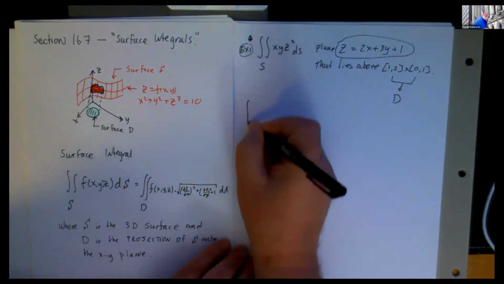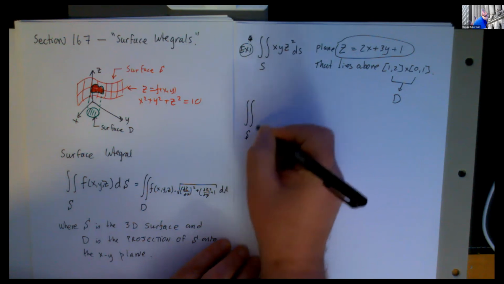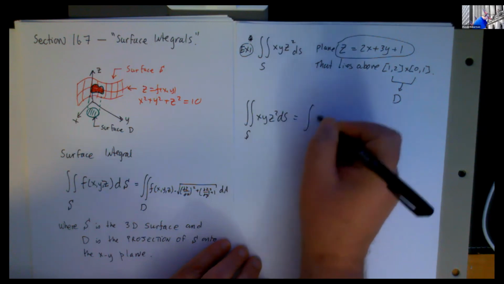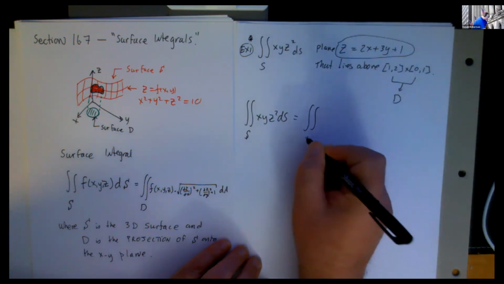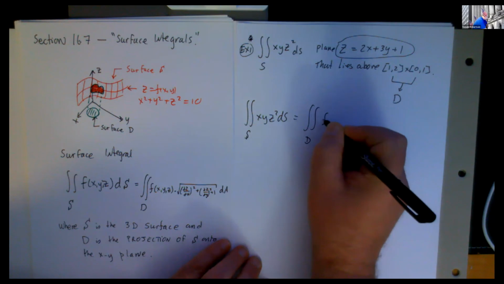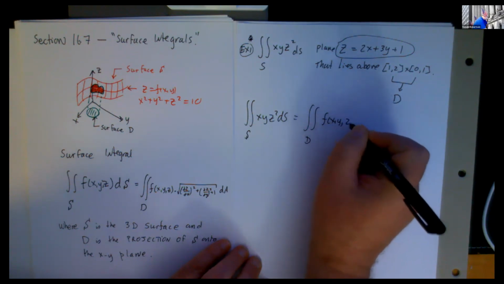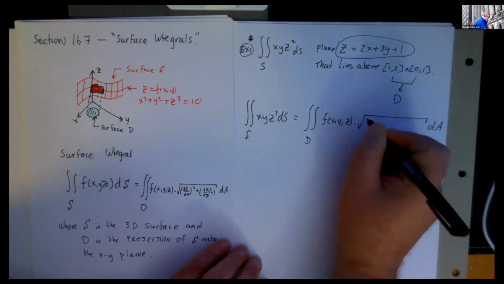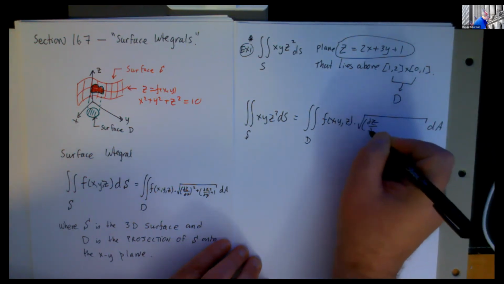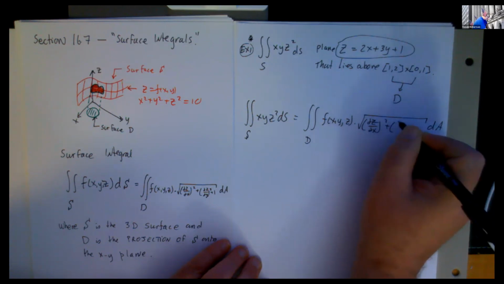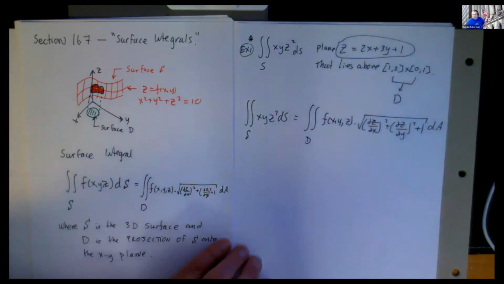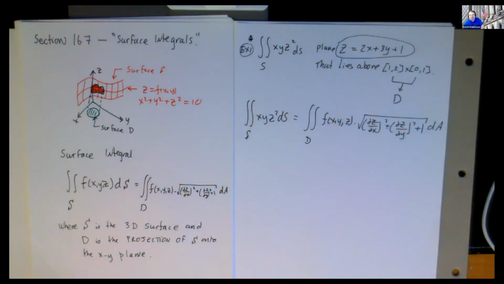So the surface integral of x, y, z squared dS is equal to the double integral over this region, I'm just going to call it D right now, of the same function, the square root of the partial derivative of z with respect to x squared plus the partial derivative with respect to y squared plus 1. And if you're wondering where the plus 1 comes from, it's actually kind of cool.